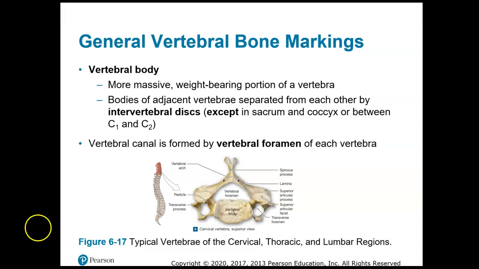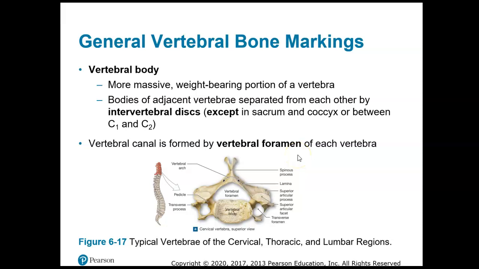This is the last recorded video for the Chapter 6 lectures. I just wanted to mention to you that there are a lot of bone markings as we go through individual bones in the skeleton. I'm really going to just focus on ones you may have a question about on the exam or in your activities that you do in Mastering.